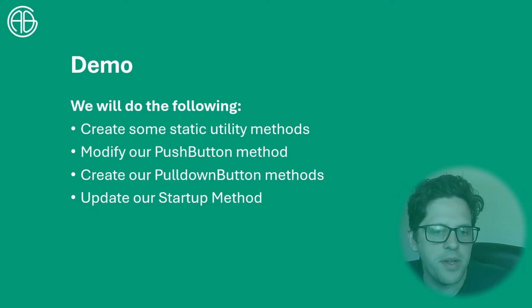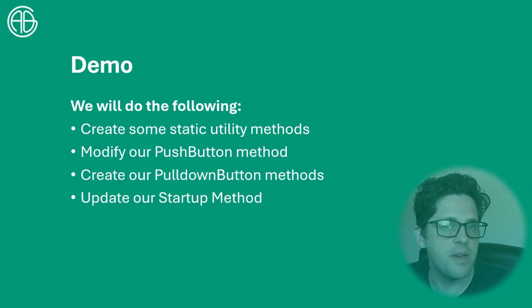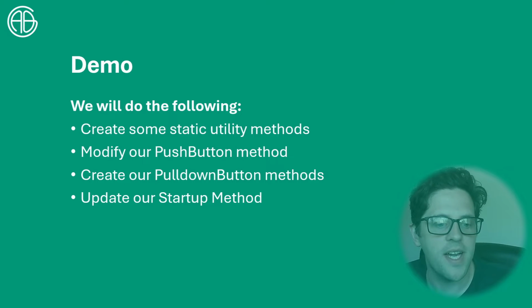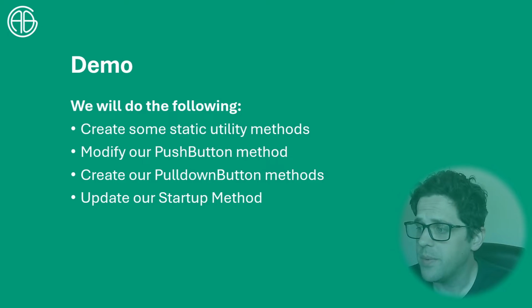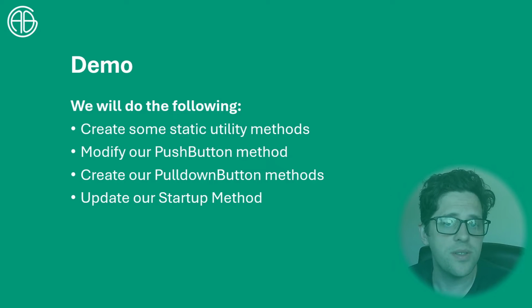So we're going to do the demo now. We'll create some static utility methods on our ribbon utilities class first. From there, we're going to modify our push button method to use these. Then we're finally going to start creating our pull-down button methods as well. We're also going to create a new extension class, the pull-down button extension class, so that we can add a push button to a pull-down using an extension method. And finally, we're going to implement these in our OnStartup method.